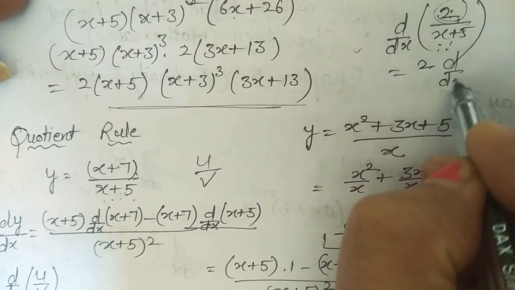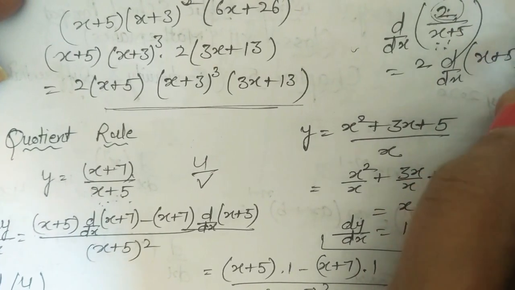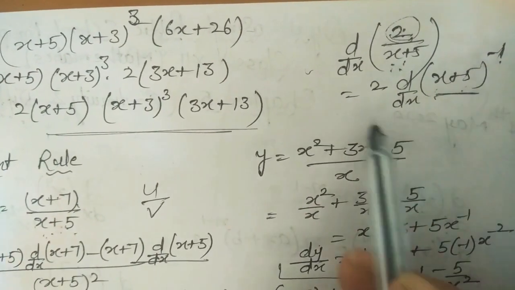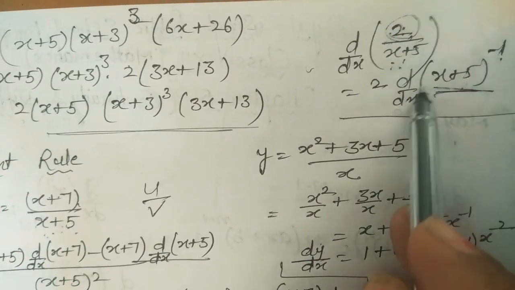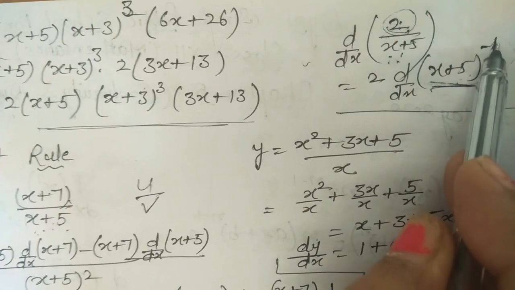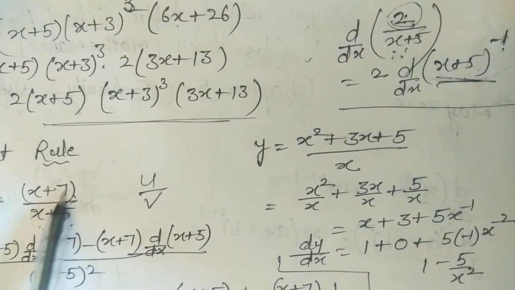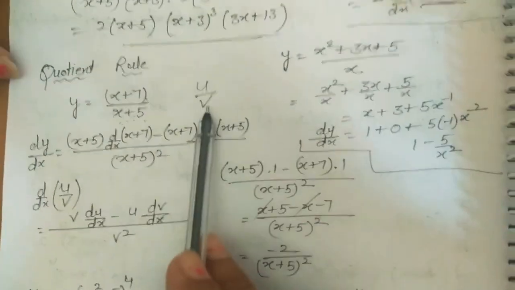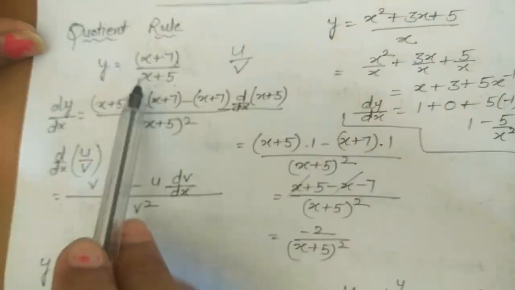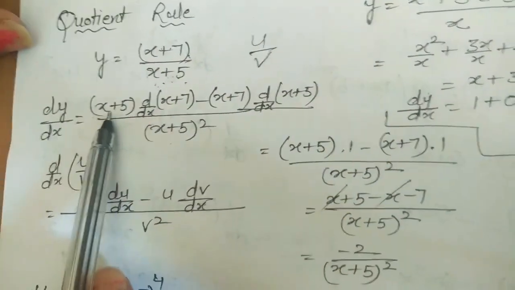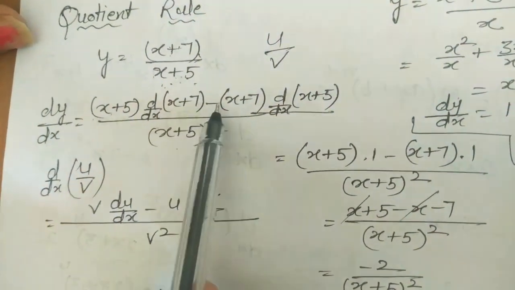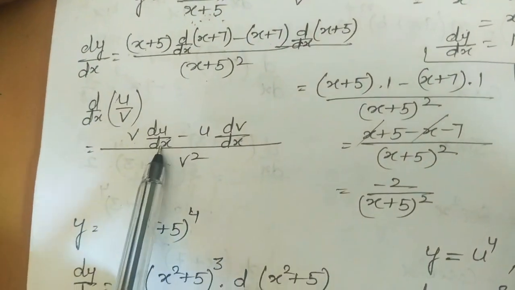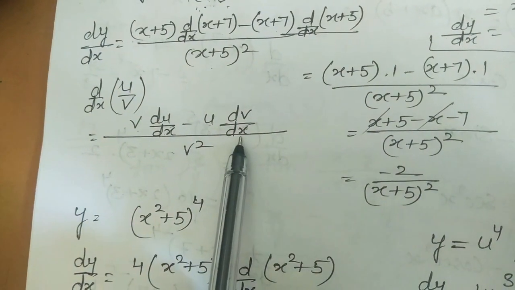And what is 1 upon (x plus 5)? We can take (x plus 5) raised to power minus 1, and then we will apply the formula of (ax plus b) power n. But here, in numerator and denominator, both are functions of x. Then we will apply the u upon v rule. What is the u upon v rule? v square in the denominator, v as it is in the numerator times derivative of u, minus u as it is times derivative of v.